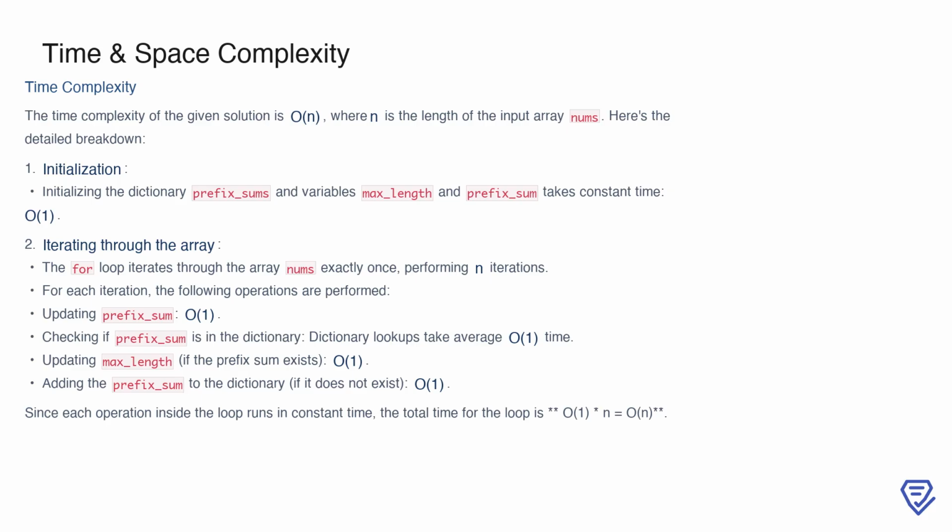Within each iteration, we perform several operations: updating the prefix_sum variable, checking if the prefix_sum already exists in the dictionary, updating max_length if necessary, and potentially adding a new entry to the dictionary. Each of these operations takes constant time on average, meaning that the total time spent inside the loop is O(1) per iteration. When we multiply this by n iterations, the total time for the loop is O(n).